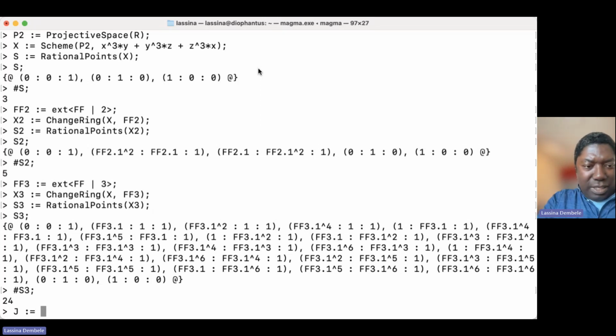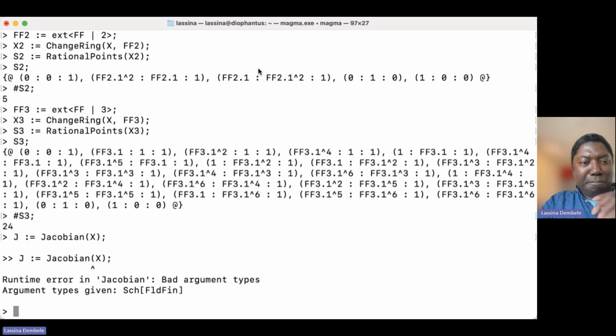If I were to write the Jacobian, I'm hoping I haven't tried this. Okay, I should have defined this as a curve before. If I had written this as a curve, I would have been able to take the Jacobian, and then I would have been able to compute the Euler factor. I'm going to show you that in the next example anyway. So I encourage you to play around with this example on the Klein curve.